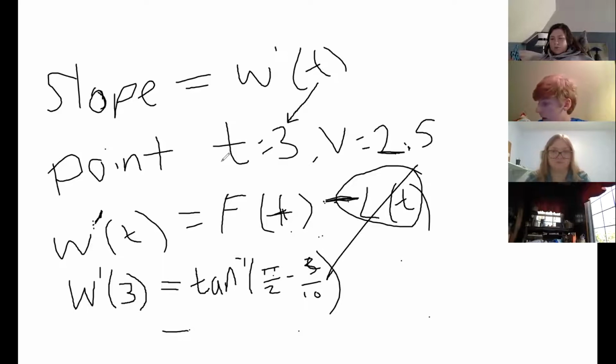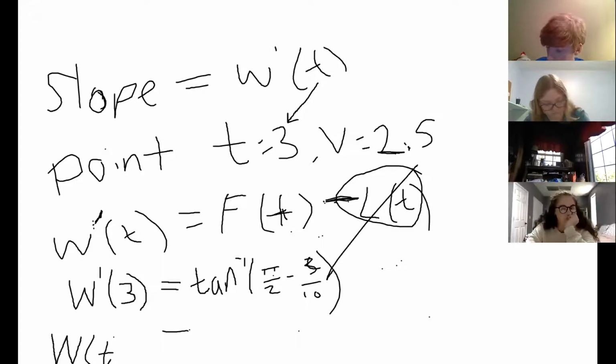So for part A, do we do W prime of 3.5? Is that still F of 3.5? Because the second part of the question asks for us to like... Yes, and so you're going to have to write your line out. So I'm going to write it as my volume, or you can say my W of T is approximately that line you found.